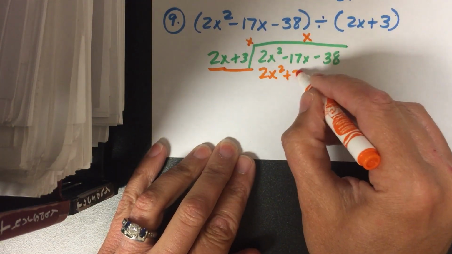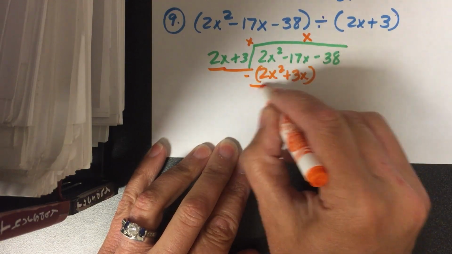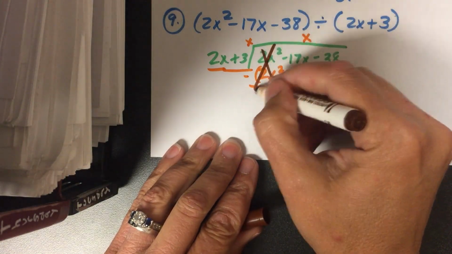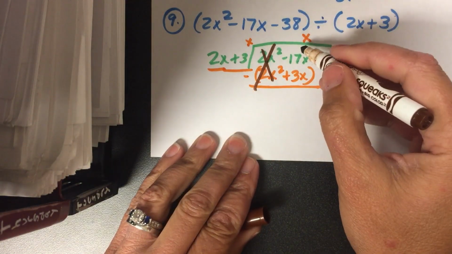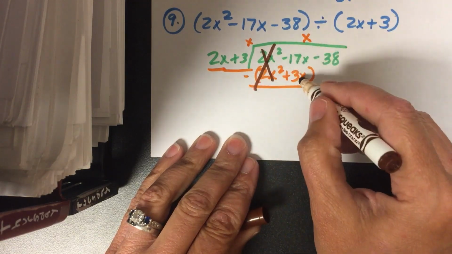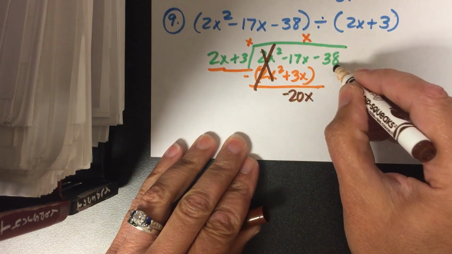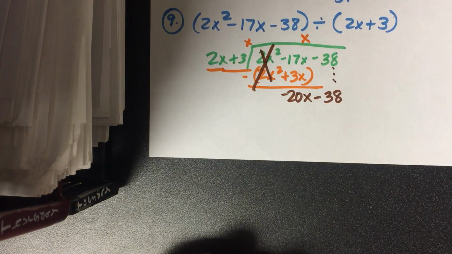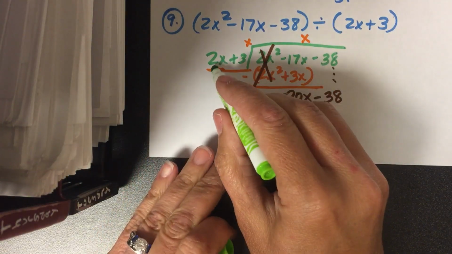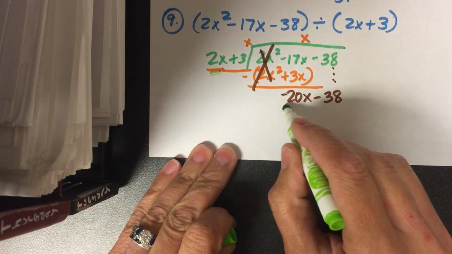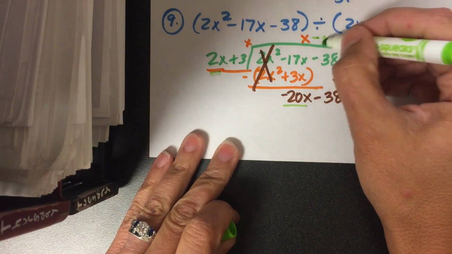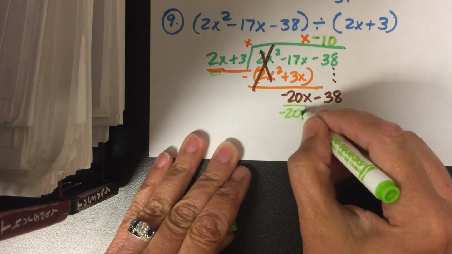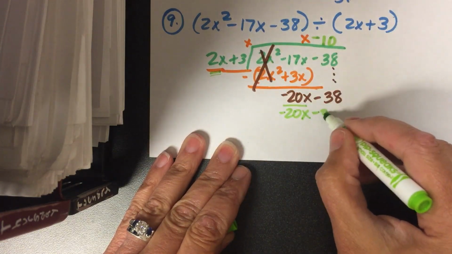X times 3 is 3x, and then I'm going to subtract that. So my next step is going to be cancel out the 2x squareds, and then I've got negative 17x minus positive 3x. That'll give me negative 20x, and I bring down the negative 38. After I've done this, I want to see how many times 2x goes into negative 20x. And that's going to be negative 10 times. I have to multiply 2x times negative 10 to get negative 20x. Negative 10 times 3 is negative 30.